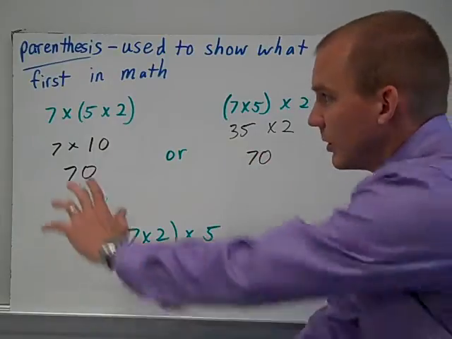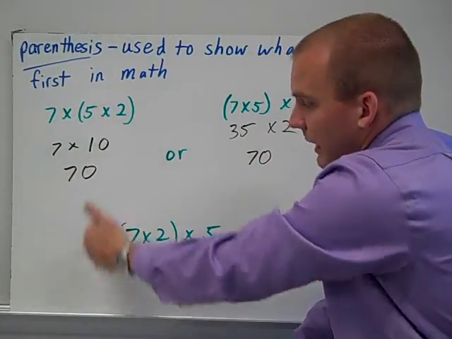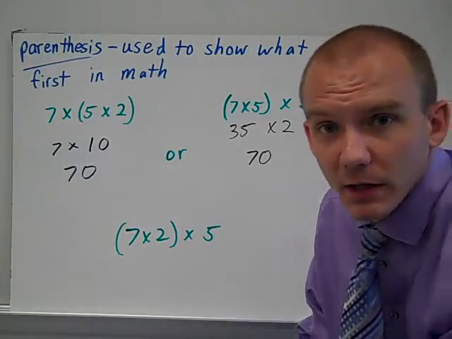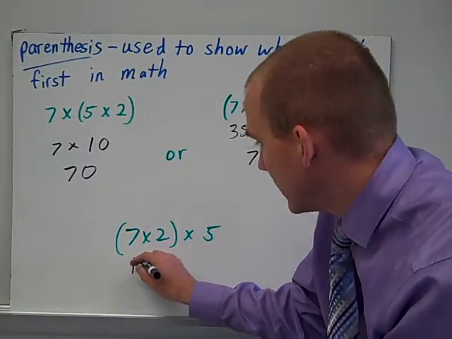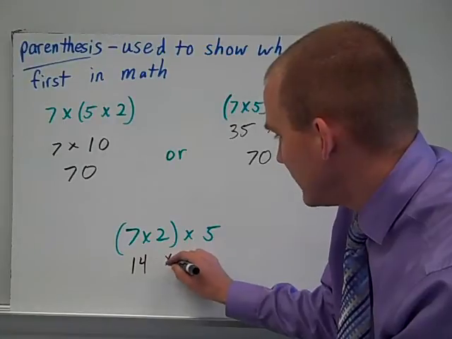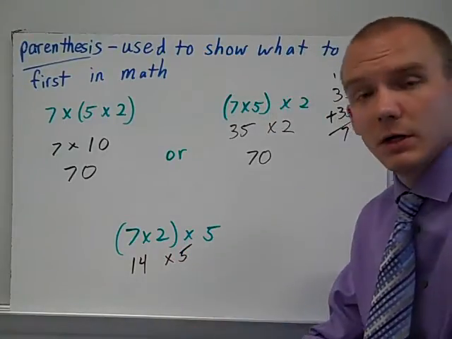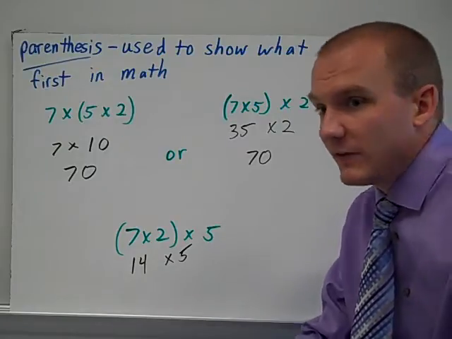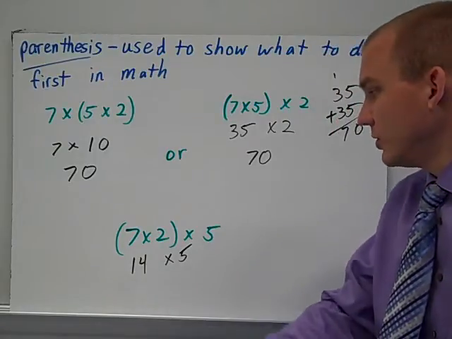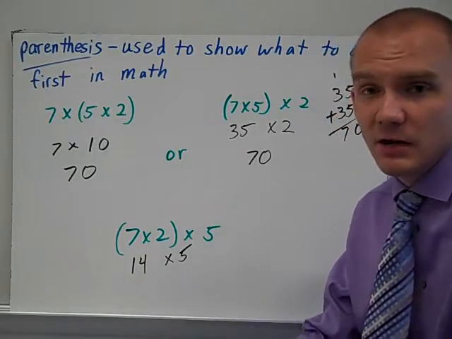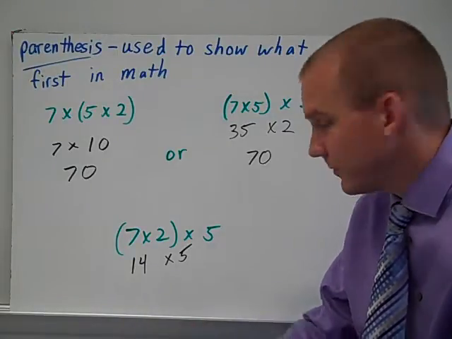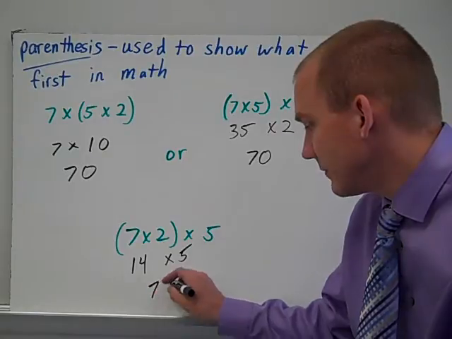There's a third way to do it, where you switch the 5 and the 2 around, and then do 7 times 2 first, then multiply by 5. So 7 times 2 is 14 times 5. Whoa! 14 times 5, I don't know. I could count by 5s 14 times. I could do 5 times 10 is 50, and 5 times 4 is 20, and then add those up, and then that's 70. But I do know that the answer is 70.